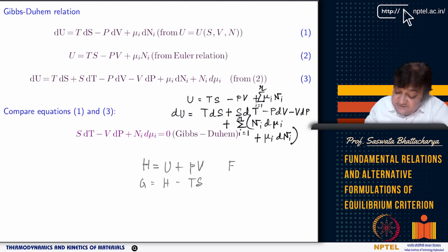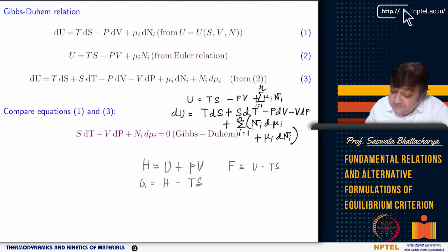soon how we define such different functions, and how they are related. G equals H minus TS, F equals, say, F equals U minus TS. So different formulations or different thermodynamic potentials can be used to describe basically the energy of the system. In one case we call it internal energy, in one case Helmholtz free energy, in one case Gibbs free energy. All of these, how are they related? We want to see that.